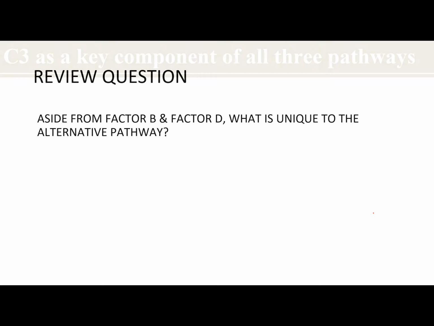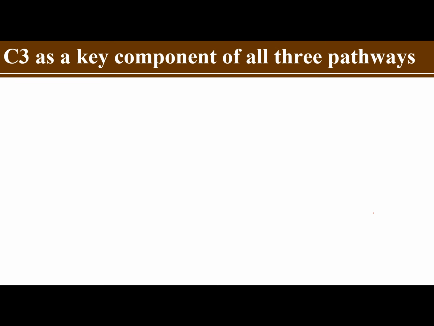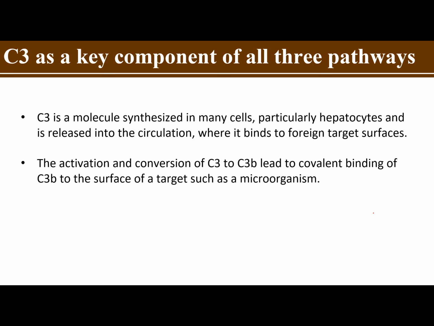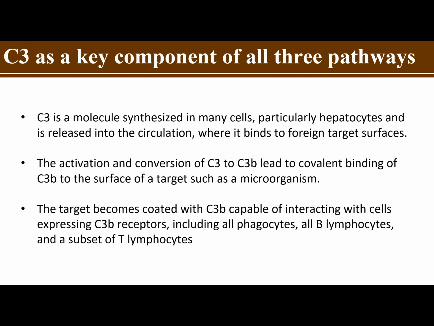Okay, let's continue. Now, C3 is a key component of all three pathways, class. Now, C3 is a molecule synthesized in many cells, particularly hepatocytes, and is released into the circulation, where it would bind to foreign target surfaces. The activation and conversion of C3 to C3b leads to covalent binding of C3b to the surface of a target, such as the microorganism. The target would become coated with C3b, capable of interacting with cells expressing C3b receptor, including all phagocytes, all B lymphocytes, and a subset of T cells.